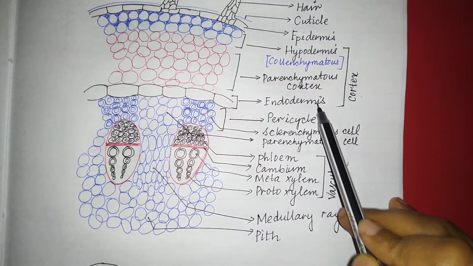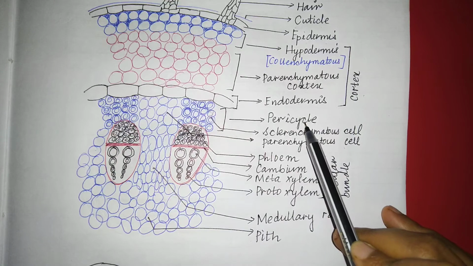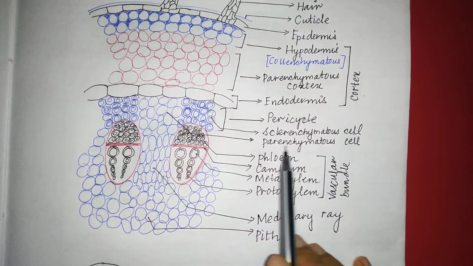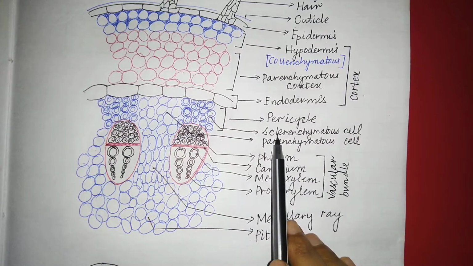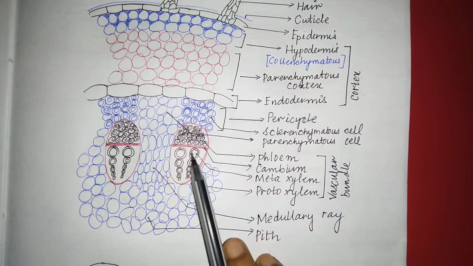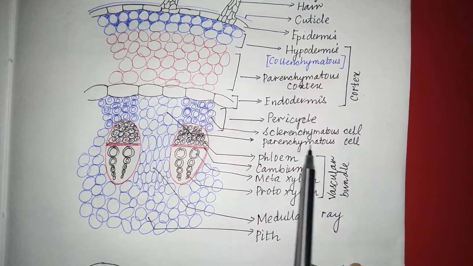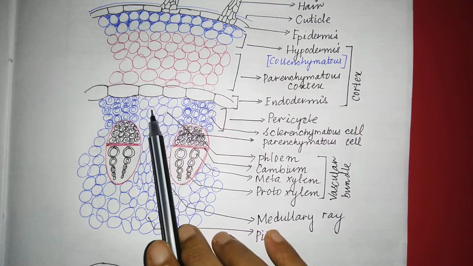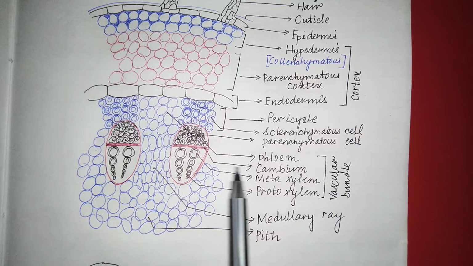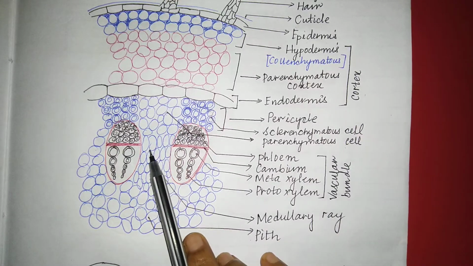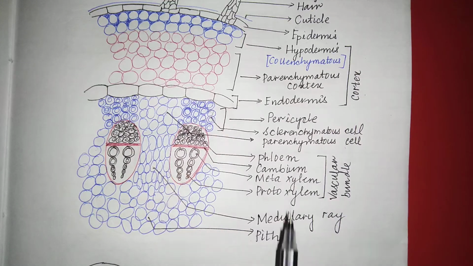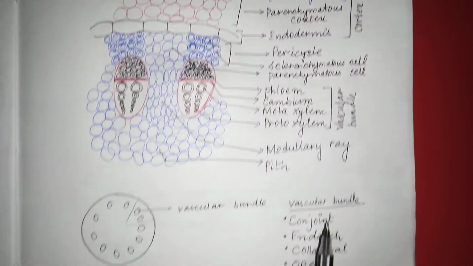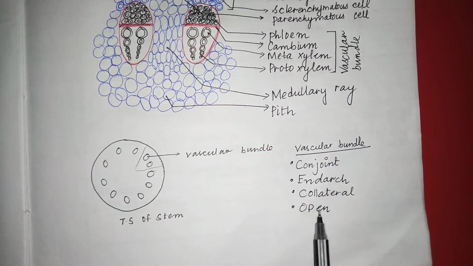Inner to the endodermis, pericycle is present, and the pericycle consists of two types of cells, that is sclerenchymatous cells and parenchymatous cells. Sclerenchymatous cell is just present above the vascular bundle and the parenchymatous cell is present between the two sclerenchymatous cells or two patches of sclerenchymatous cells. The parenchymatous cell which is squished between the two vascular bundles is known as a medullary ray, and the vascular bundles are conjoint, endarch, collateral and open.